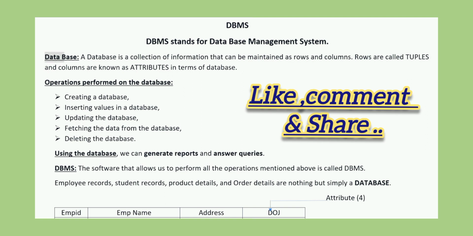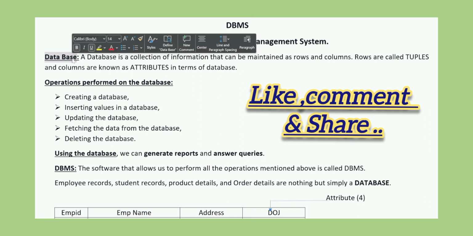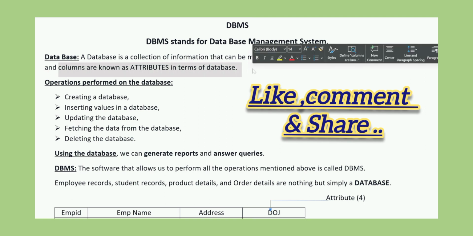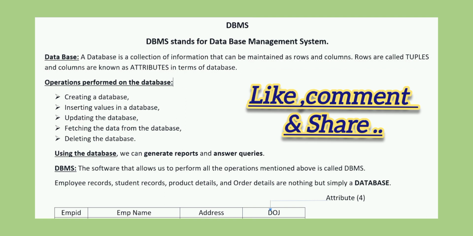Firstly, we will know the meaning of the term database. A database is simply a collection of information that can be maintained in terms of rows and columns in a table. Rows are called tuples and columns are known as attributes in terms of a database. So this is a simple definition of a database.